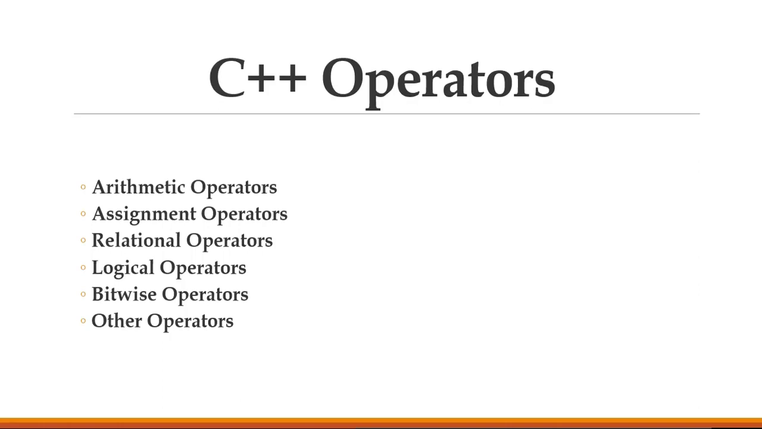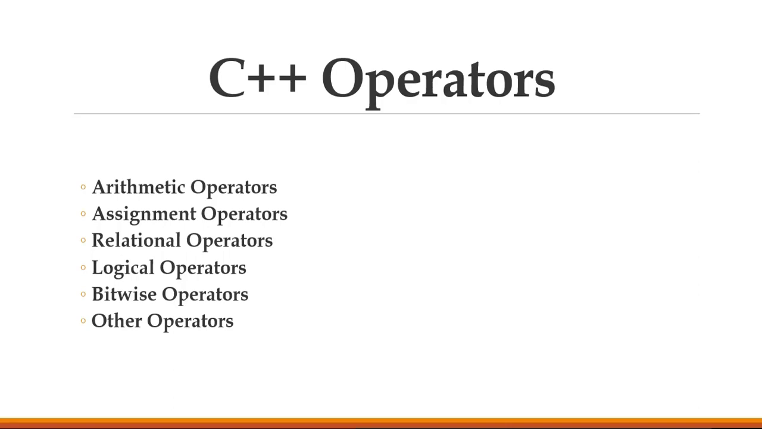The first one is the arithmetic operator, the second is the assignment operator, the third is relational operators, then logical operators, bitwise operators, and other operators. We call them miscellaneous operators. We will see them one by one with an example program for better understanding. The first one is the arithmetic operator.